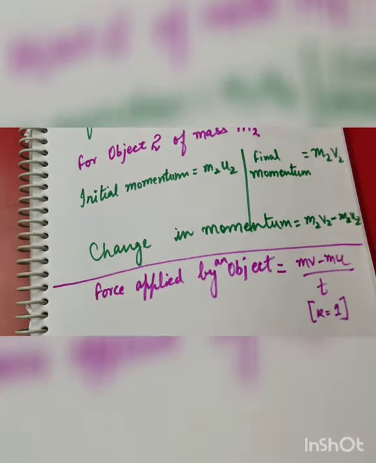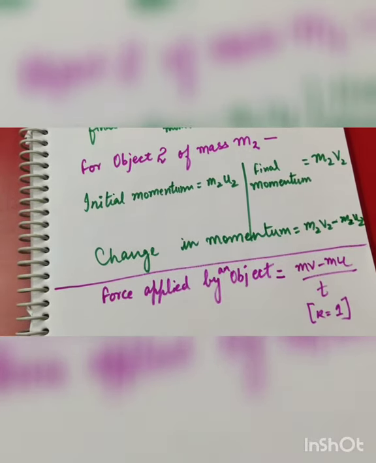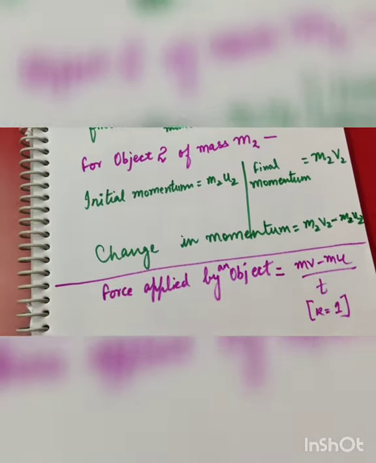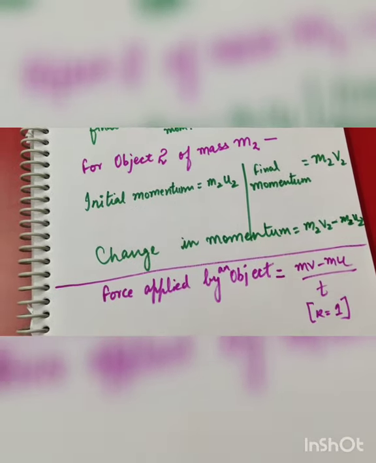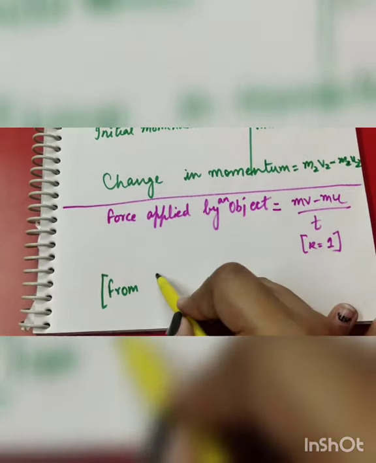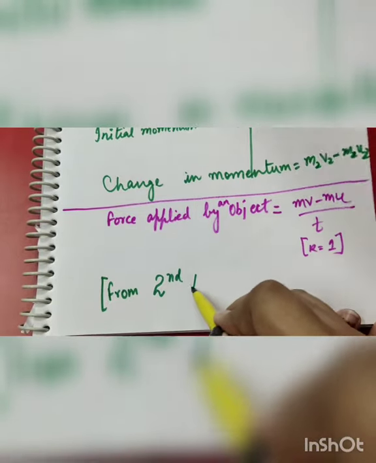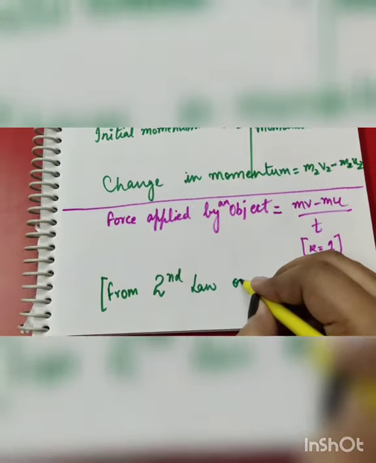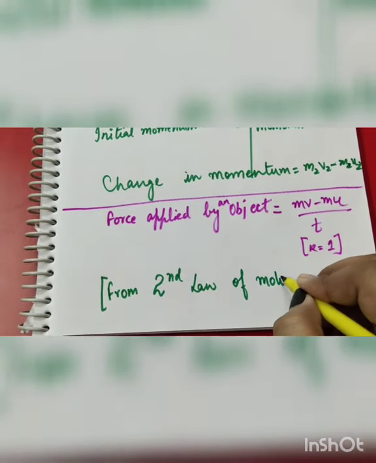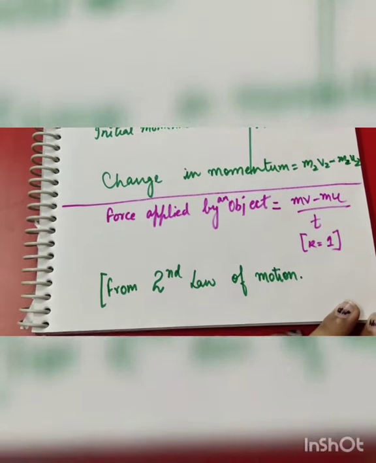We have already done that. So we are going to use this formula. We got this formula from the second law of motion, and we are going to use this formula. We have two forces here to be found out, F1 and F2. Now force 1 is applied by object 1.